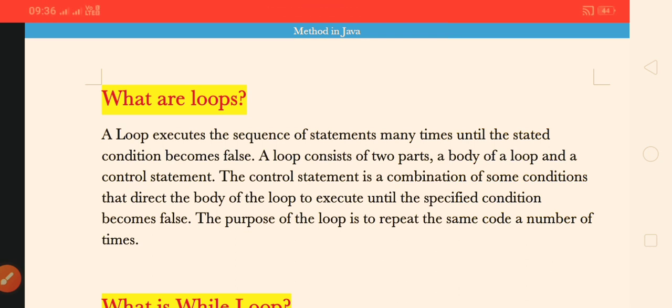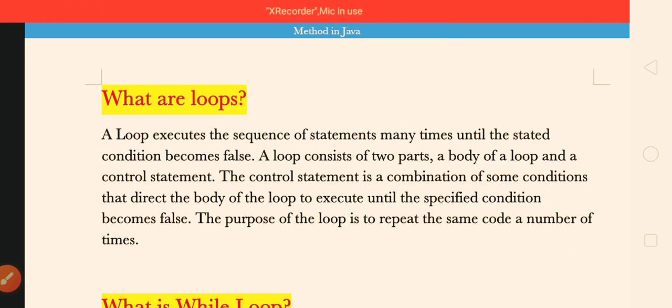A loop executes a sequence of statements many times until the stated condition becomes false. When the condition becomes false, it will stop executing that code. But until the condition is true, it will execute.